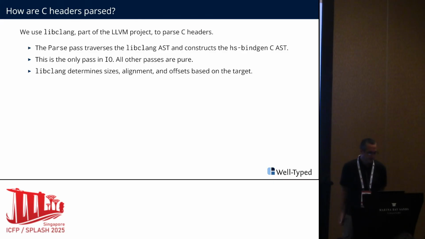And it's libclang that determines the sizes and alignment of types and the offsets of fields. So LLVM is a targetable compiler. You can pass the target architecture. And so hs-bindgen allows you also to specify a target, and you can generate bindings with the correct size, alignment, and offsets for different architectures.